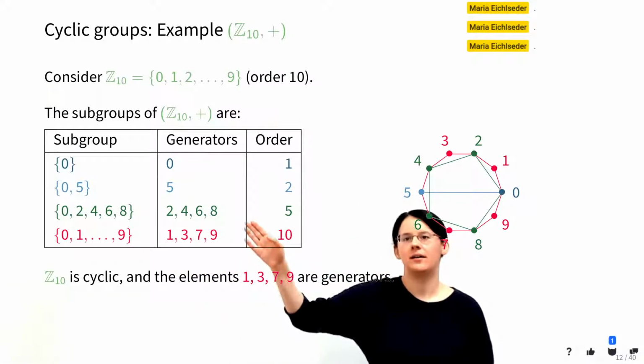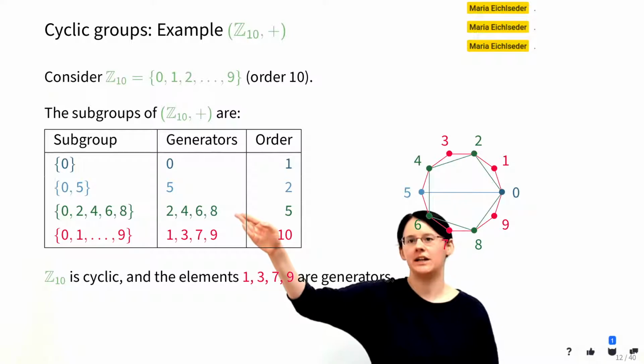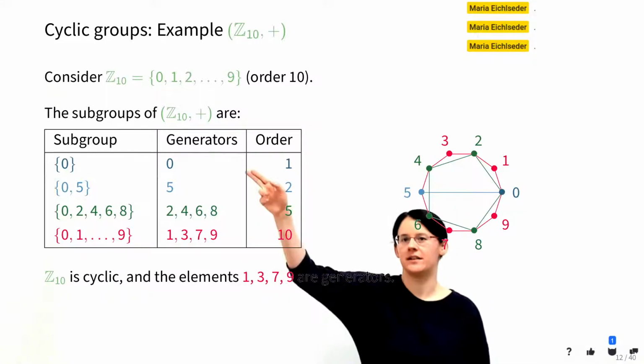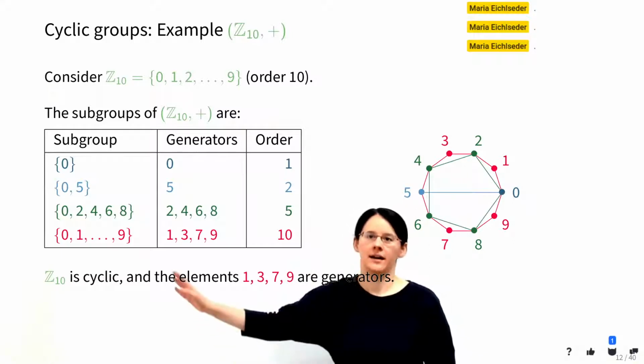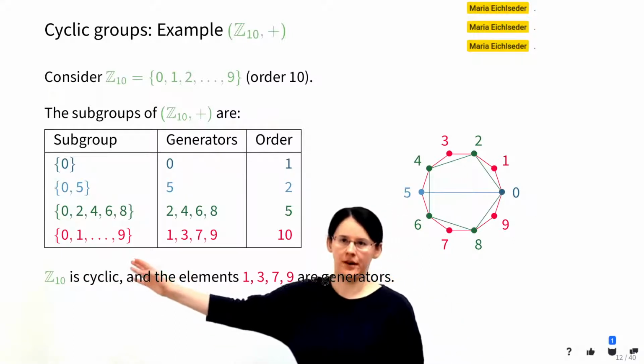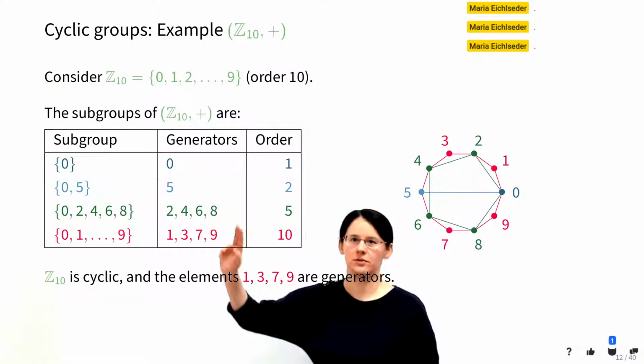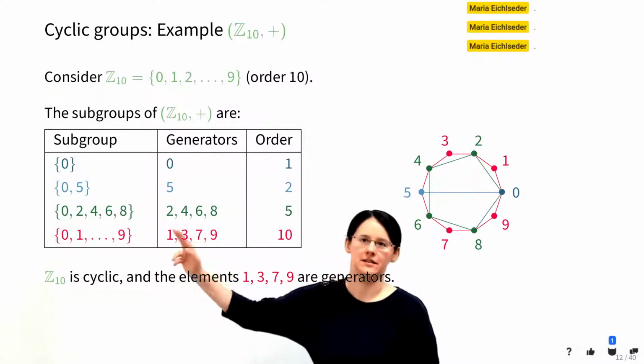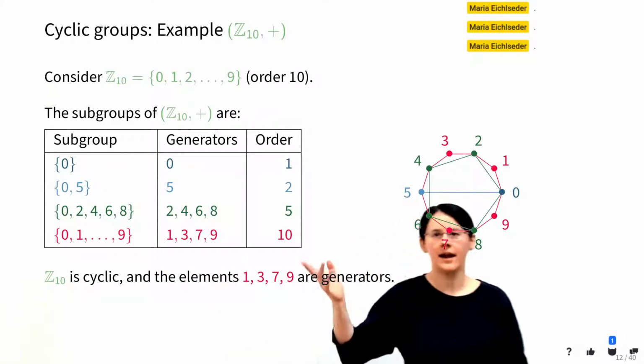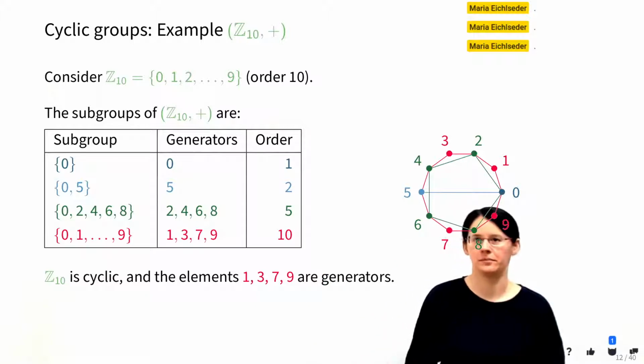And almost all elements are also generators of this group, except the 0, because we saw 0 already. 0 has a smaller order. And finally, the full group is also generated by some elements. So these here are the generators of this additive group. And they all have order 10, just like the group.